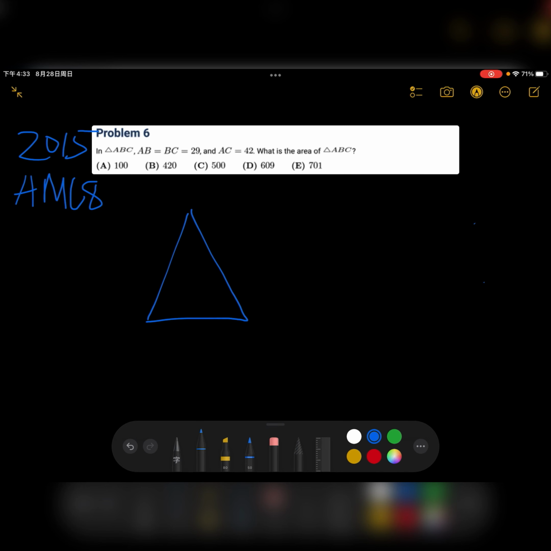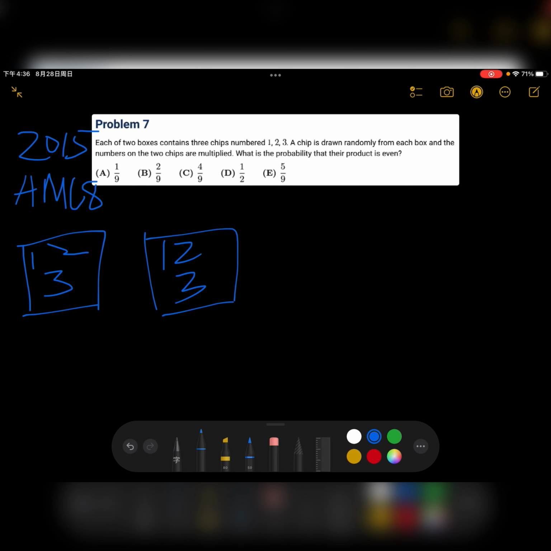Okay, problem 7. Each of the two boxes contain 3 chips numbered 1, 2, 3. A chip is drawn randomly from each box, and the numbers on the 2 chips are multiplied. What is the probability that their product is even? Okay, so we have our 2 boxes, and then 3 chips, 1, 2, 3, 1, 2, 3. So the basis for any probability problem, we always have the number of outcomes on the bottom and then what we want on top.